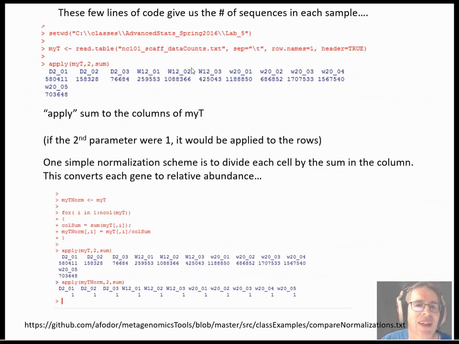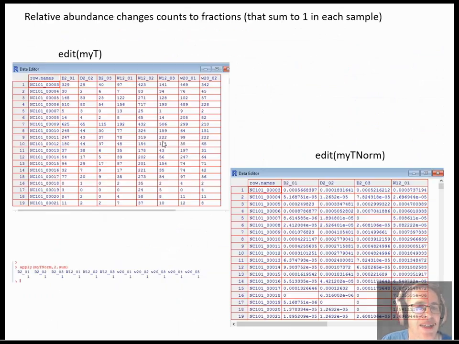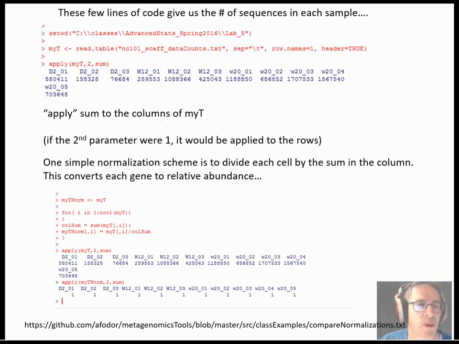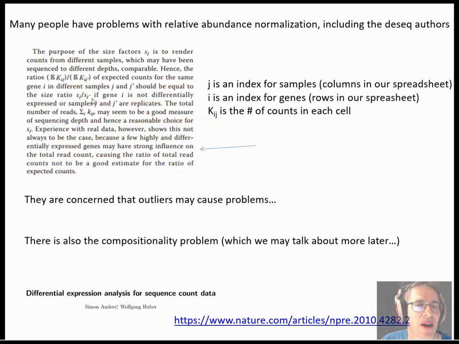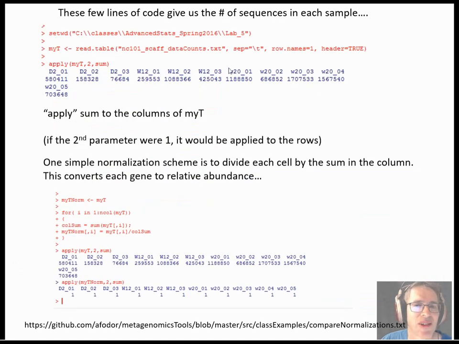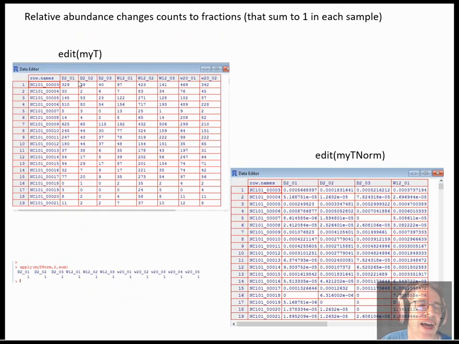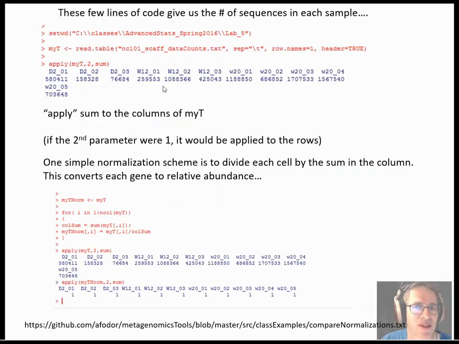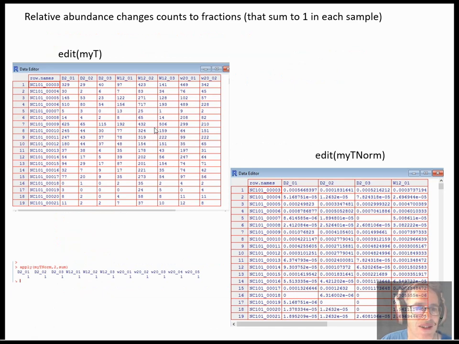So R unpacks the spreadsheet, and if we're working in Windows directly, not in RStudio, we can inspect the data frame that we get. Here I said my T equals read table, and R has figured out that the row names are the gene names, because row.names equals 1 here, and it figured out that the column names are the sample names because header equals true, and then our data is here as before.